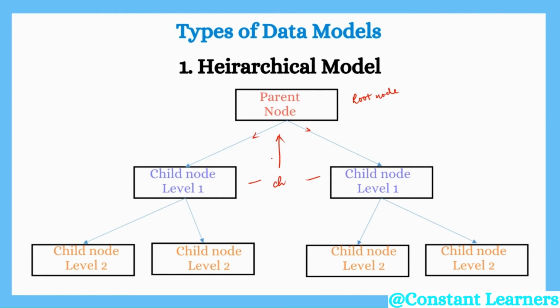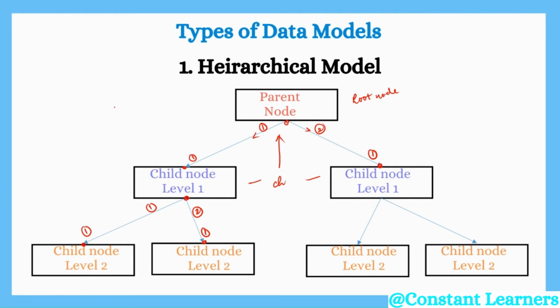But each child will only have one parent. Now this parent is having two children, 1 and 2. But if you look at this child, it is having only one parent. If you look at this child here, he is having only one parent. If you look at this one as the parent, then it has again two children. But here, this child has only one parent. This child has only one parent, right? So every parent here can have one or more children, but every child will have only one parent.